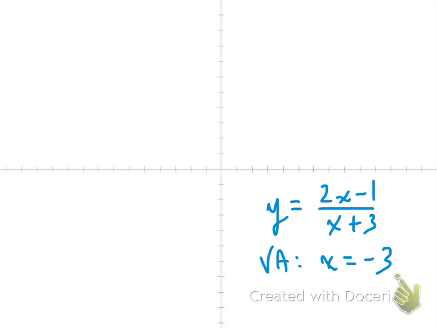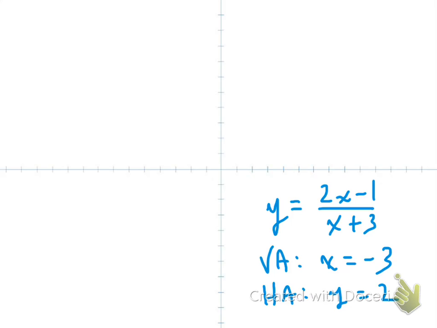In this case, the denominator and the numerator have the same degree. So to find the horizontal asymptote, all we do is compare the leading coefficients. That's 2 on top and 1 on the bottom. So that means that the horizontal asymptote is at y equals 2. So let's draw those in right now.